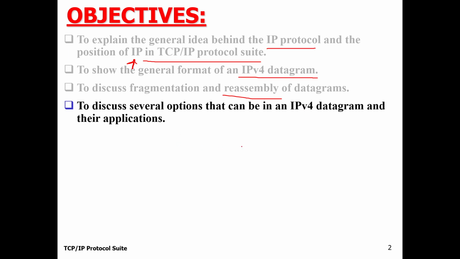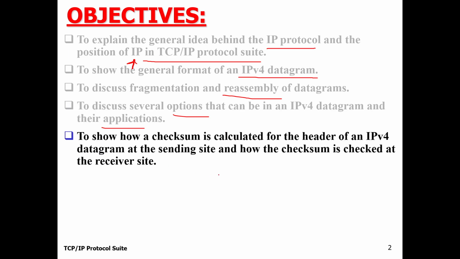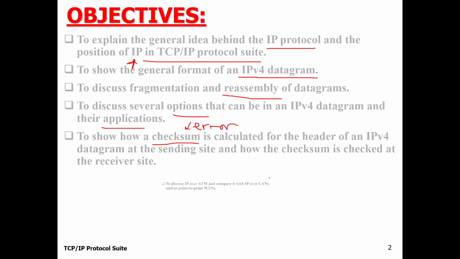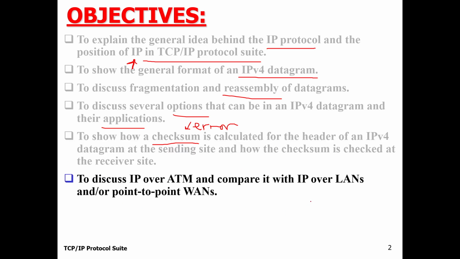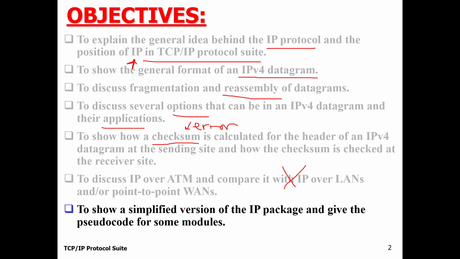All right. Then we discuss several options that can be in the IPv4 datagram and their applications. What are these options and what are they for? And then we show how the checksum works, to check for errors, right? How does the checksum check if there is an error in the frame, and how is it calculated. And then after that, this chapter talks about IP over ATM, which I'm not going to talk about, and then shows a simplified version of IP packages, which I'm maybe not going to talk about either.